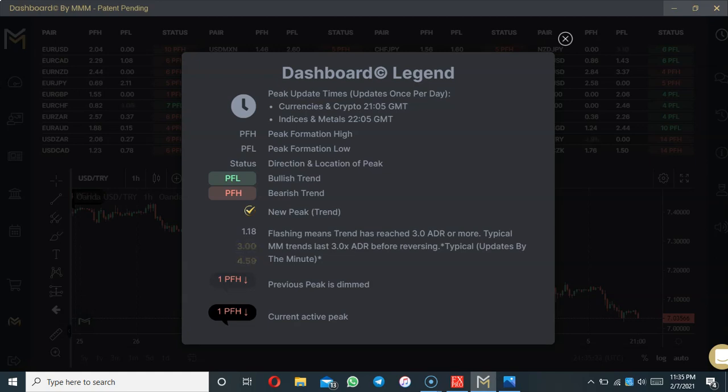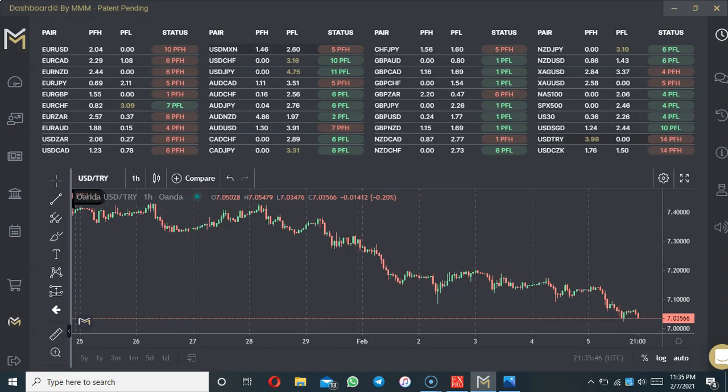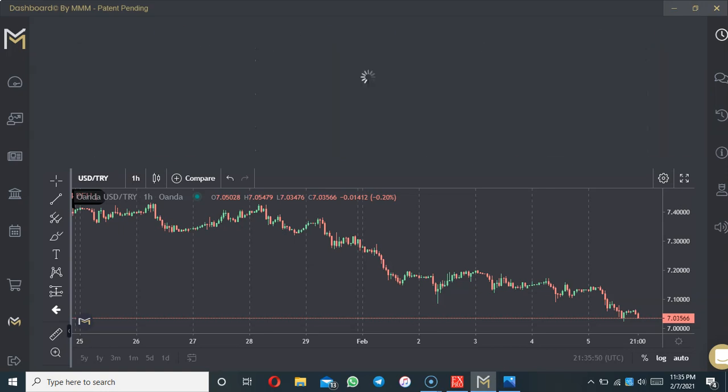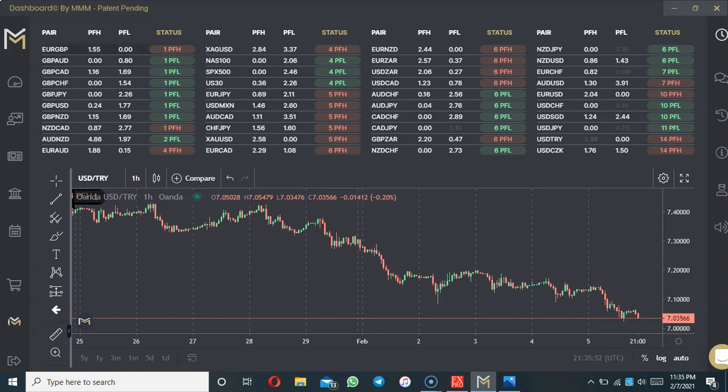Typically it updates by the minute. We have the previous peak dumped on the chart as identified, and the current active peak icon is a solid icon. So first things first, we want to click on the status bar to update it from the lowest peak formation to the highest peak formation. And I only trade beta market maker strategy and ICT concept breaker blocks and order blocks.